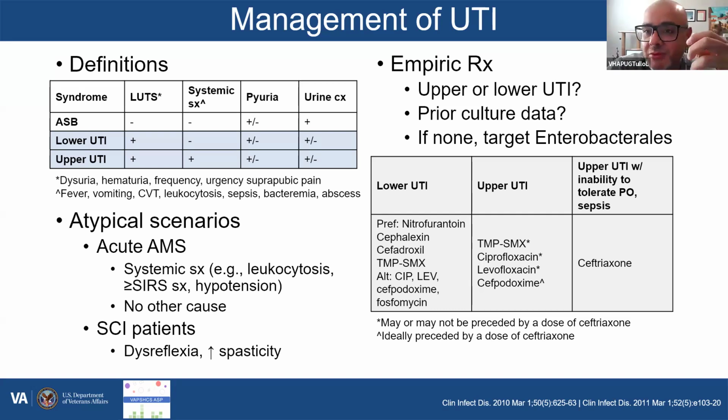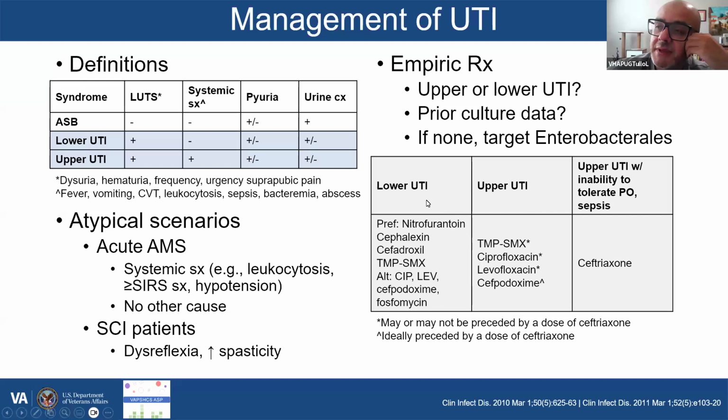So a simpler way to think about UTIs is to determine if they are lower or upper based on the patient's symptoms. Lower UTIs being cystitis, just bladder symptoms, and upper UTIs being pyelonephritis, sepsis, renal abscess, things that have more systemic symptoms or symptoms located to the kidney. And you always have to remember these atypical scenarios. We talked about the altered mental status and when to order and treat. SCI patients also have some specific symptoms that we don't see in other patients, like autonomic dysreflexia or spasticity.